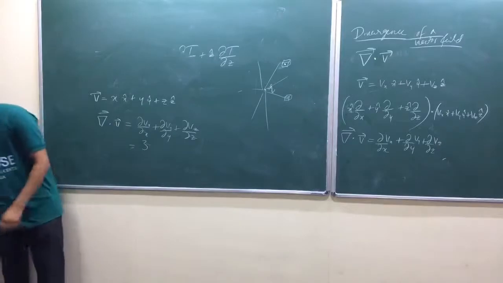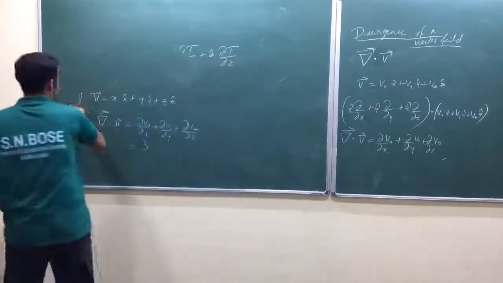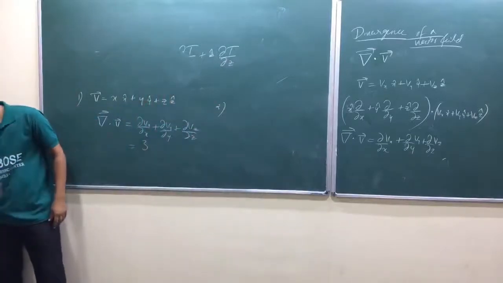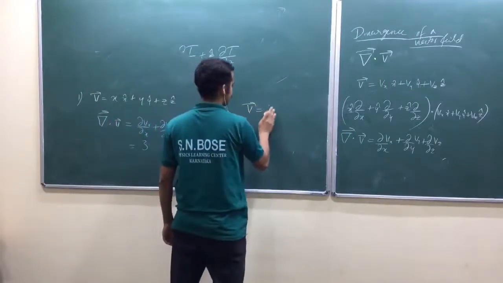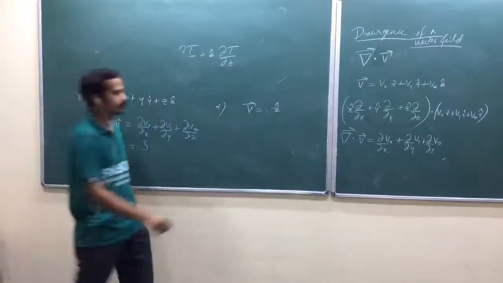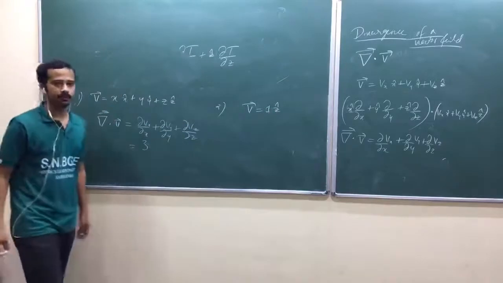Now let me take one more idea, one more mathematical point of view. Again, this is one example. So second example. V is equal to 1 into z cap, if you are feeling uncomfortable. What is the divergence?